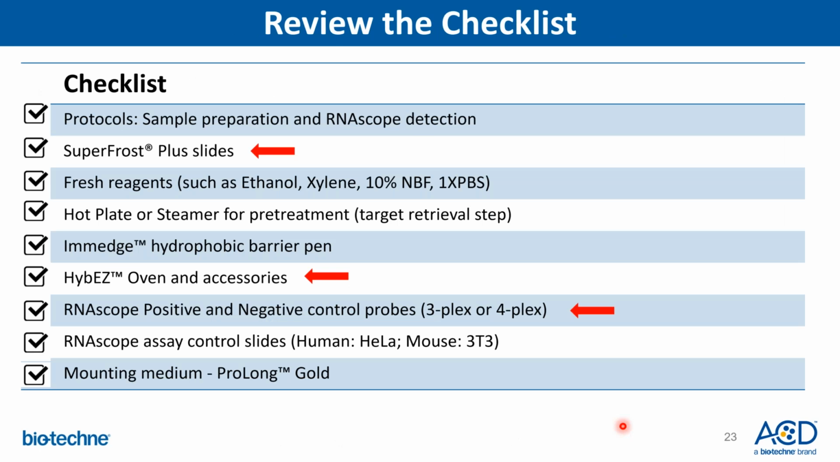The other thing that is also important is that you review the checklist before you get started. I'll go over a couple of the important points on the checklist. One of them is, please make sure that you're using SuperFrost Plus slides. These are charged slides and they help ensure that the tissue stays adhered to the slides during the assay. Use the hybridization oven and accessories. As I said, the hybridization oven helps maintain optimal temperature and humidity, and both of those are critical to the success of the assay. And then make sure you use the positive and negative control probes, either 3-plex or 4-plex, depending on the assay that you're using, to determine the RNA quality and the background using the negative control probe.